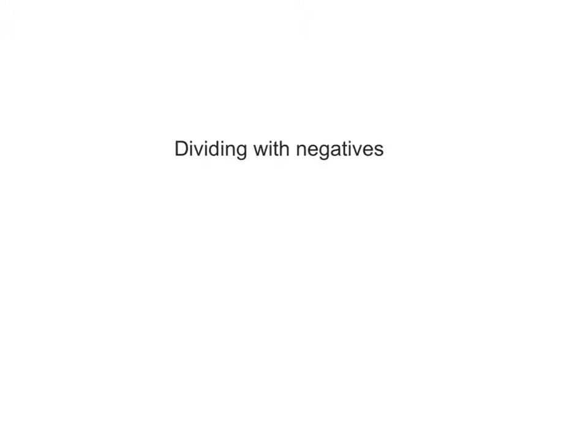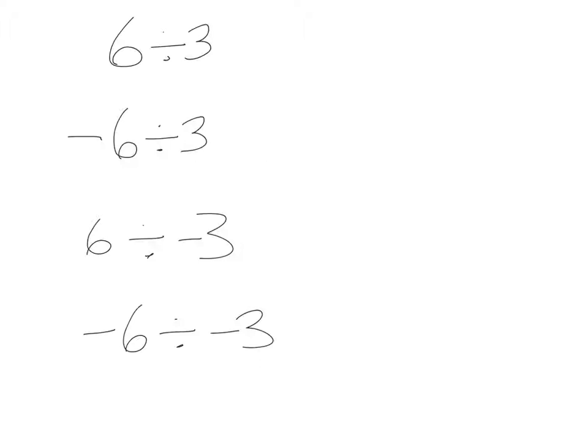In this video, we're going to be looking at how you divide when the numbers have some negatives in them. Okay, if I wanted to divide 6 by 3, I've got 4 different combinations. If the numbers could be positive or negative, they both could be positive, they both could be negative, or you could have one of each in either order.